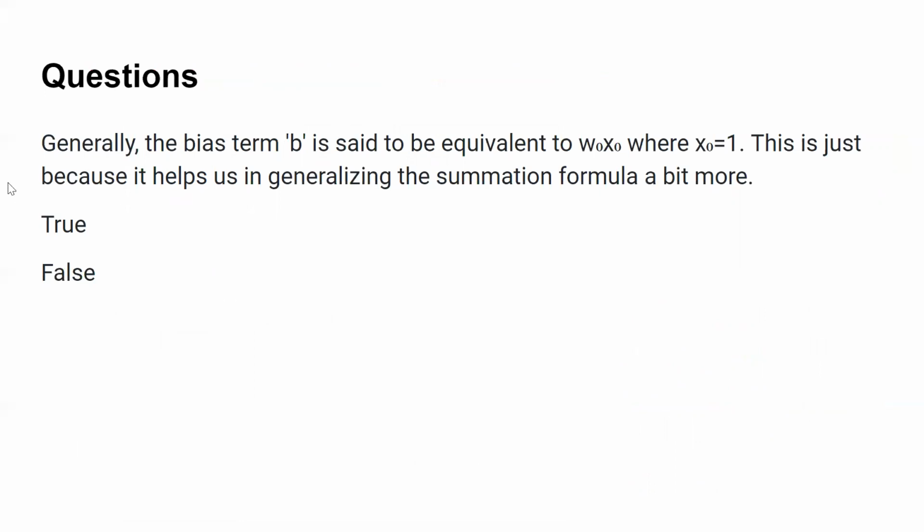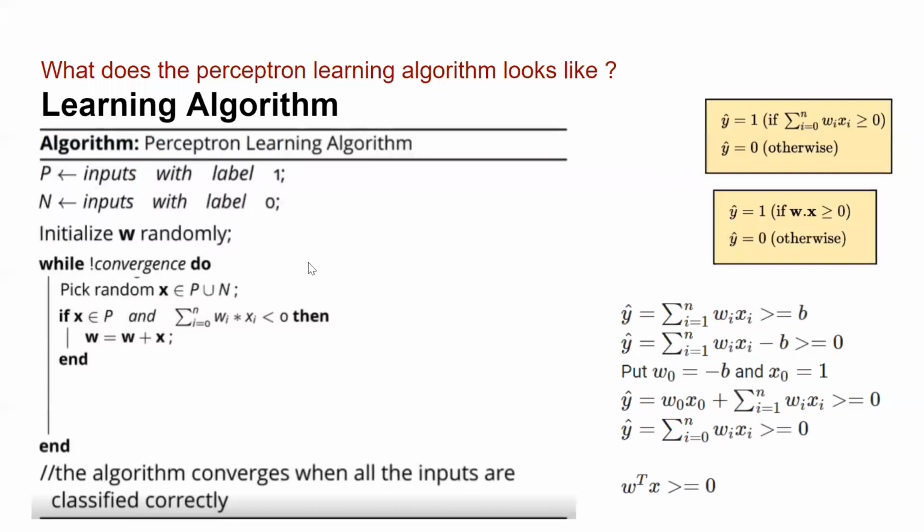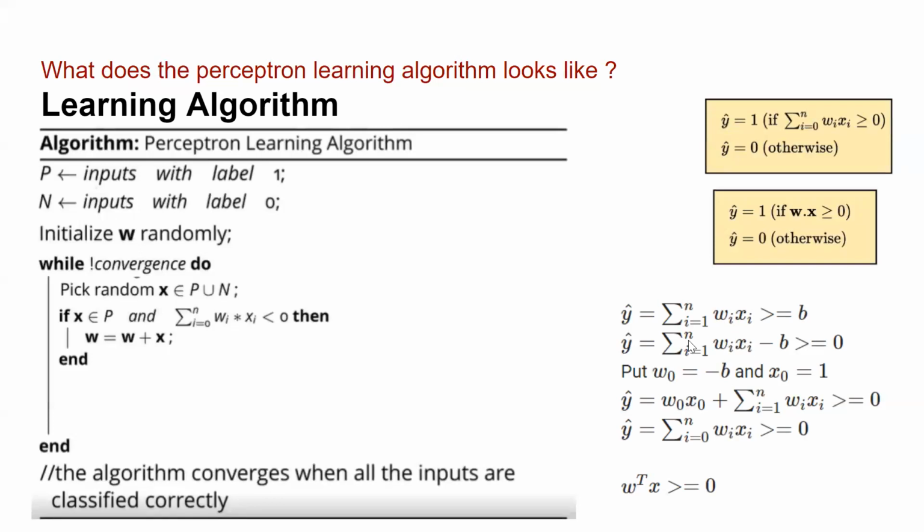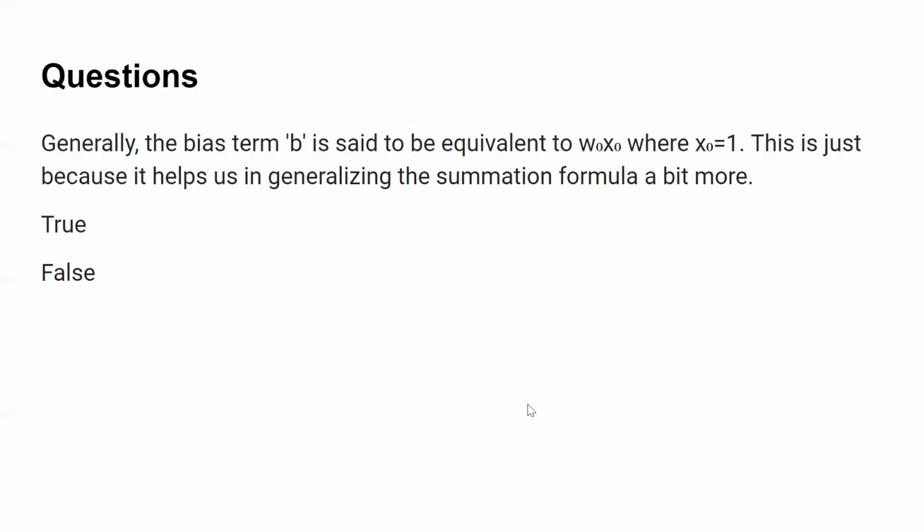False. It is true actually. See, when I was doing this derivation, I mentioned that we are making a transition from this equation to this equation just to make our computation easy. So this equation is nothing but a simplified notation of this equation. Because we wanted to get rid of the summation sign, that is why I've represented it as W transpose X greater than 0. Okay. So the answer is true.